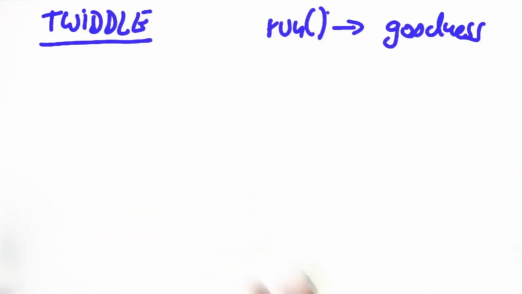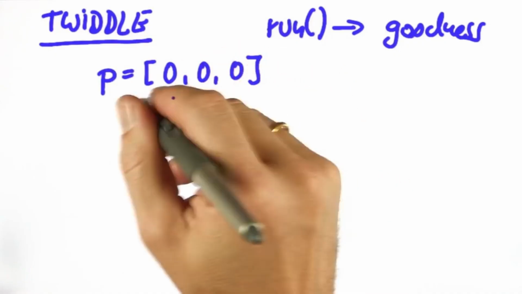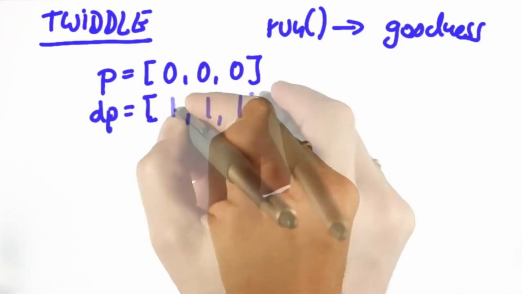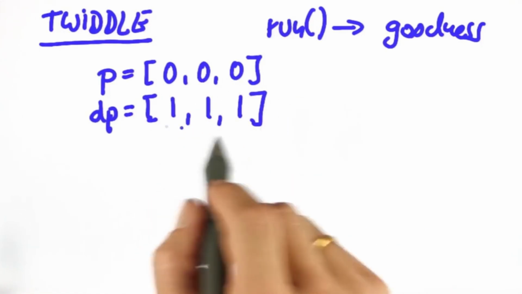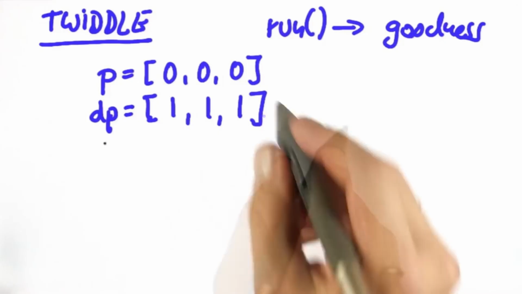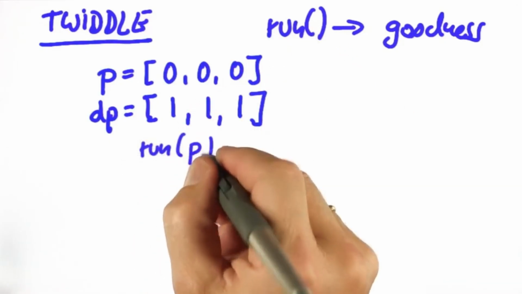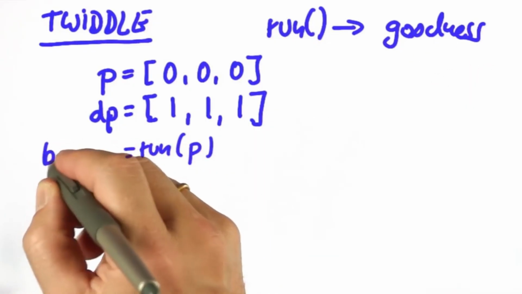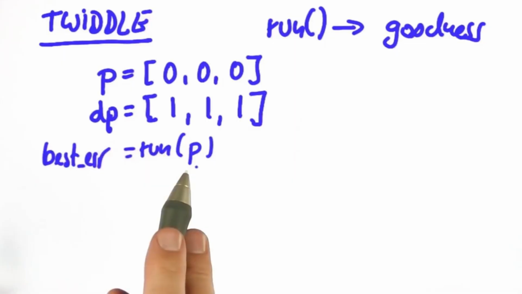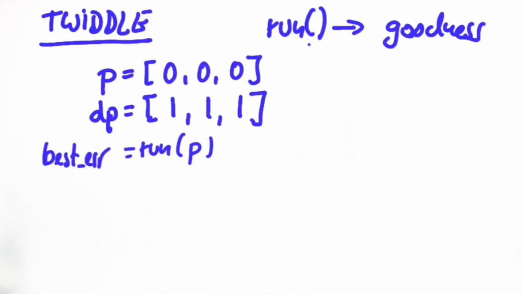So here's how twiddle works. Build a parameter vector of our 3 target parameters and initialize it with 0. Also, build a vector of potential changes that you want to probe and initialize them for now with 1. Then you can run our command run with our parameters, and whatever it outputs is our best error so far. So now we wish to modify p so as to make the error smaller, and that's where twiddle comes in. It's a really smart algorithm, I believe.